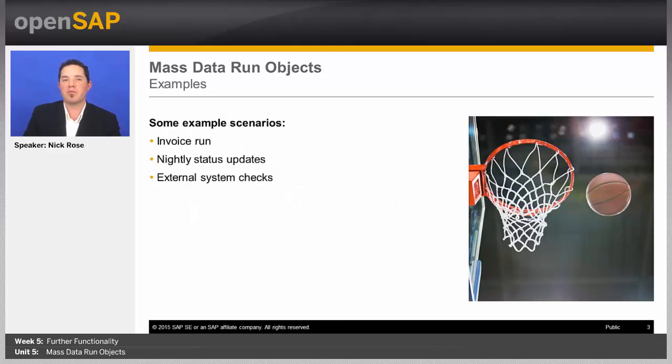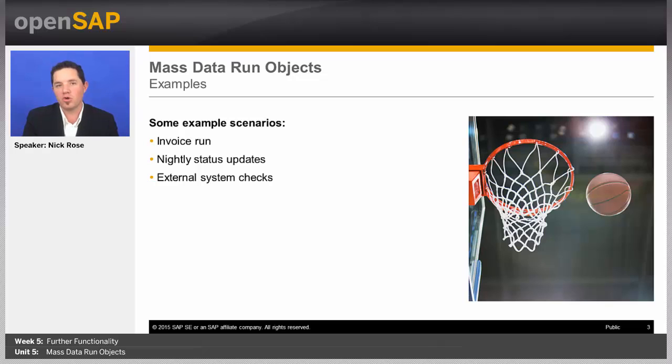Now, some examples of what might be a mass data run. It could be an invoice run, where you have a set of invoices that need to be processed. It could be a nightly status update, where you need to go through and check the status or state of a number of objects and then store that info somewhere, or maybe you send an email or even an integration to another system. Another one could be an external system check. Maybe you have an external system that you want to periodically follow up with to see what it's doing, what the status is, and what the data might be like, and then bring that data back. So you can use a mass data run and schedule it to run every night to do this check for you so you don't have to.